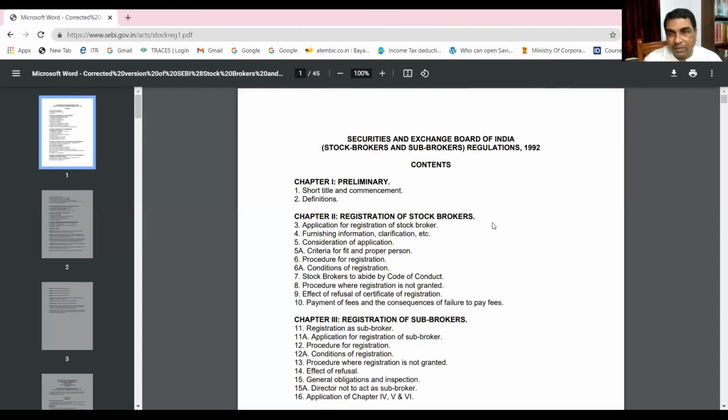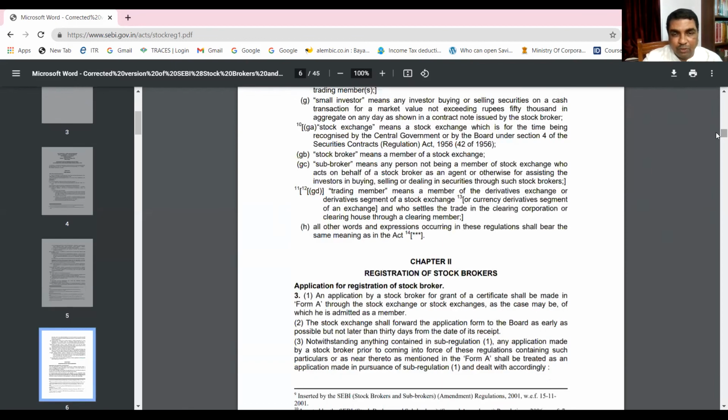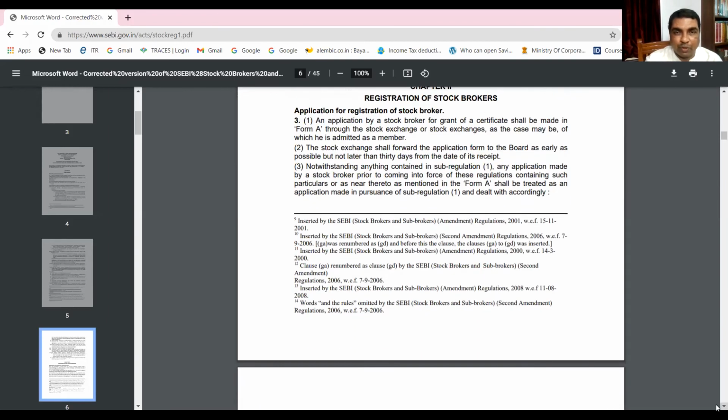Just have a look. This has been downloaded from the SEBI site. This is called the Securities and Exchange Board of India Stock Brokers and Sub-Brokers Regulations, 1992. After the preliminary things, this is the registration of stockbrokers. Regulations 3, 4, 5, 5A and so on talk about registration. Let us go to Regulation 3 to have some idea first. You see, this is Regulation 3, registration of stockbrokers.